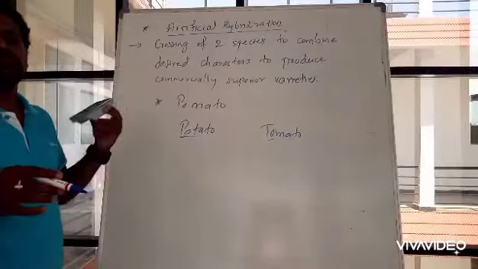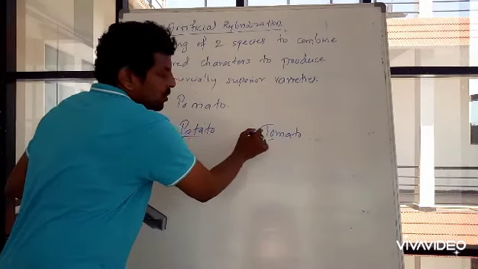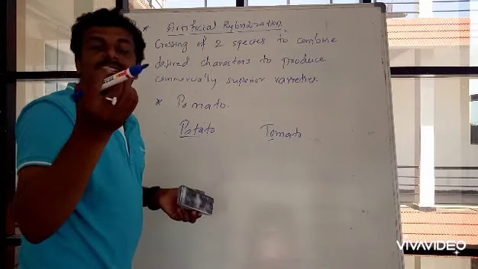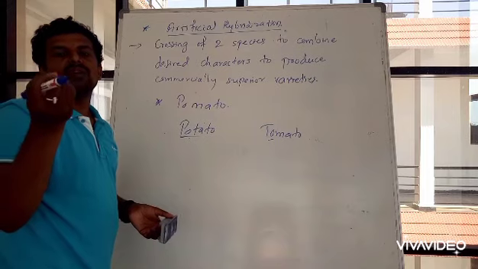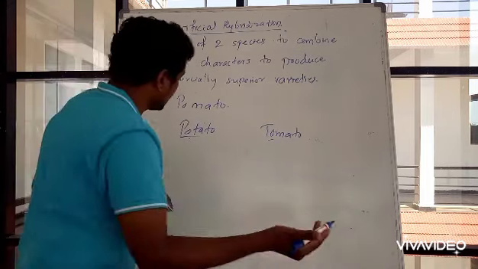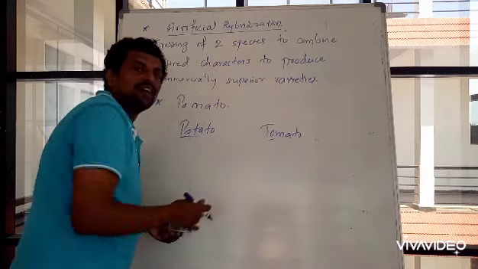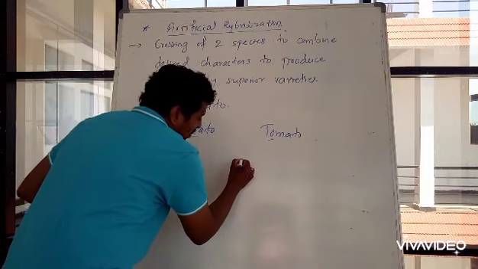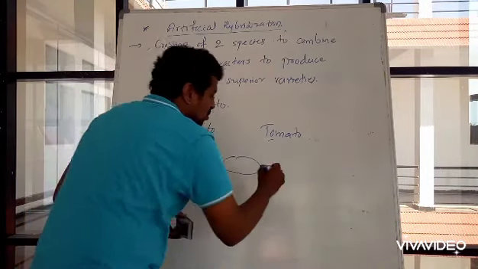Some scientists are interested in combining these two characters. They don't want to get seeds in the tomato, and they need only the fruity part. So what have they decided? They have decided to cross potato and tomato. Whatever hybrid is produced, that is known as tomato.